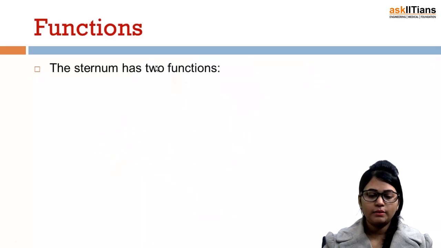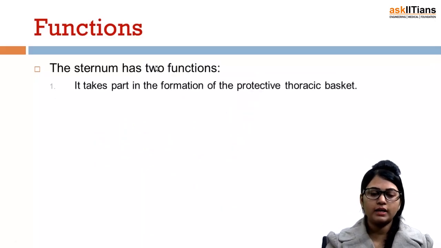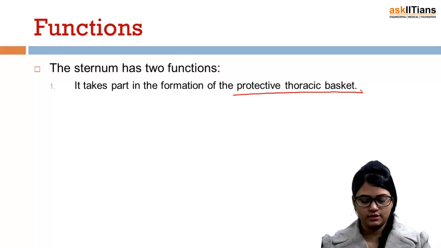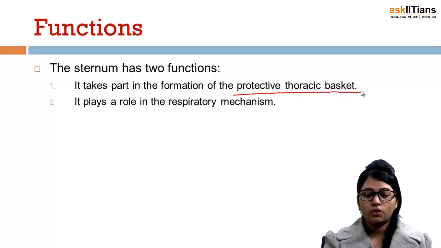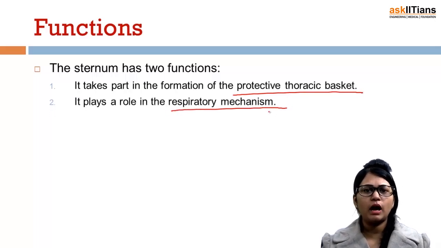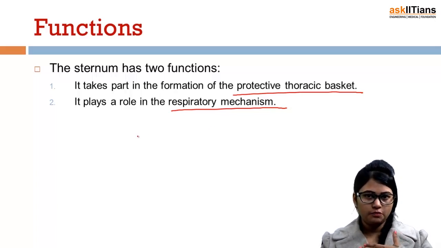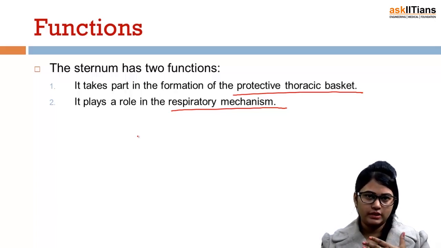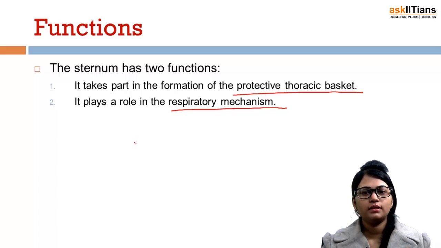Functions. The sternum has two functions. It takes part in the formation of the protective thoracic basket. It plays a role in the respiratory mechanism. We have learned in the chapter breathing and exchange of gases that expansion of the sternum means breathing in, and contraction of the diaphragm is known as releasing of breath. So expiration.